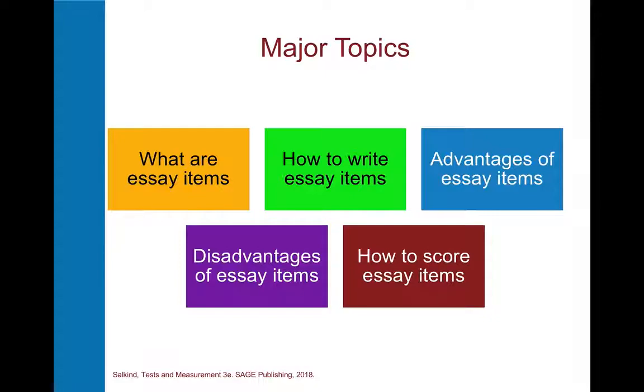This chapter can be broken down into five different parts. So first, we'll talk about what are essay items. We'll try to define them. Specifically, there are two types of essay items. And then we'll talk about how to write essay items. There are four guidelines related to that. And we'll talk about the advantages and disadvantages of essay items. And those are also four each. And then lastly, we'll talk about how to score essay items, some guidelines, recommendations on how to best score them, so you can do it efficiently and to treat all of your test takers as fairly as possible.